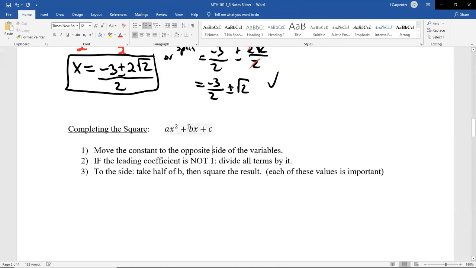You'll take the number in front of that x, whatever number you have in front of the x. Now, I don't necessarily mean, and this is where things are a little misleading, if you actually do step 2, this is no longer going to be b. So just take half of the number that is currently in front of the x. That's what I mean by that.